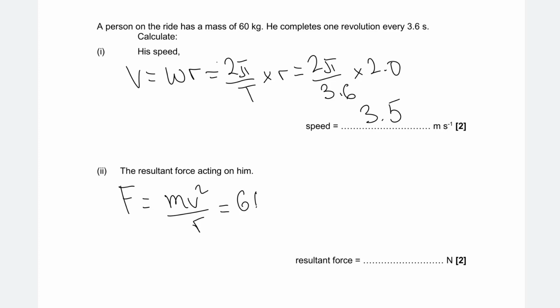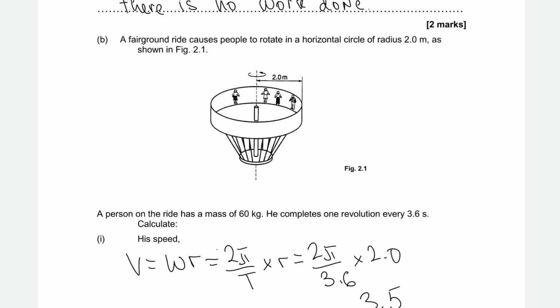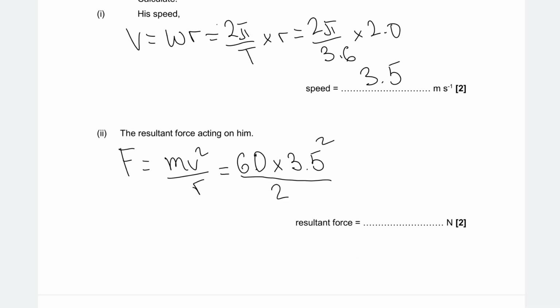His mass was 60 kg multiplied by 3.5, our answer from above, which we're going to square. We're going to divide that by the radius, which is 2 meters, so 2.0 meters, and we're going to find the resultant force of about 368 newtons. Let's use two significant figures, so 370 newtons.